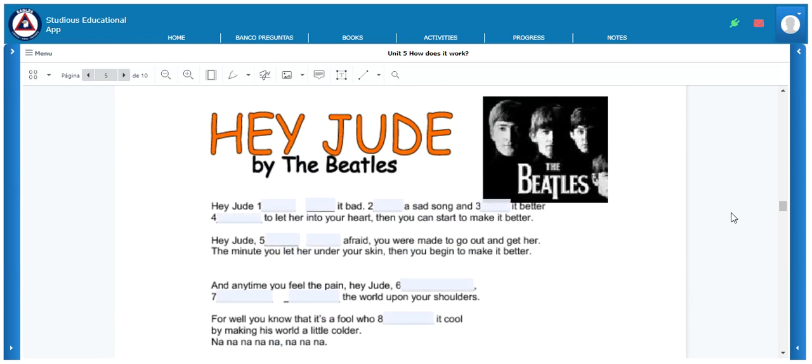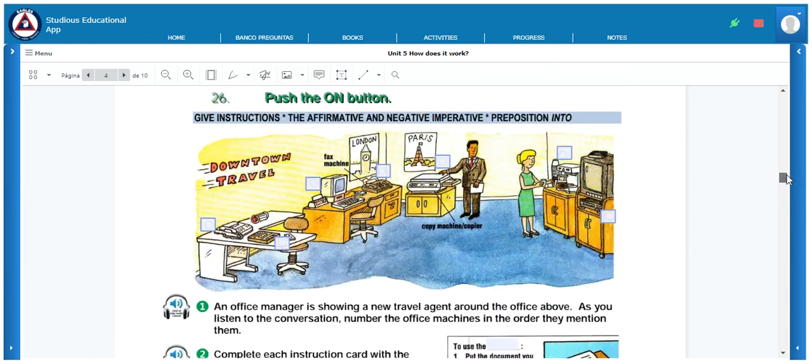What you guys have to do is find the link of the song. You can do it on Spotify, you can do it on YouTube, whatever is more comfortable for you. And as you hear the songs, what you need to do is fill in the blanks depending on what word they're singing in the song. And that's all we're going to do for Unit 5, Lesson 26 of your student book.